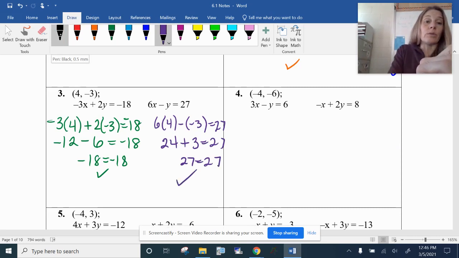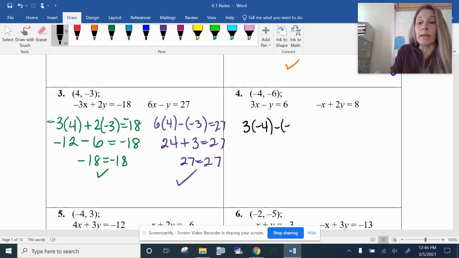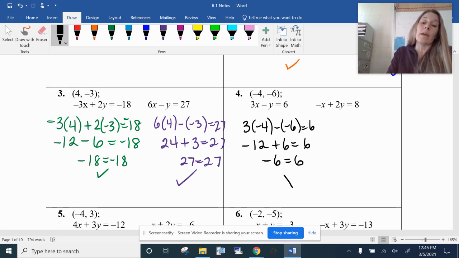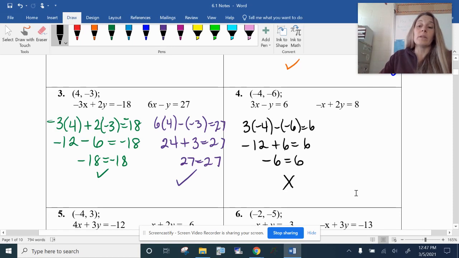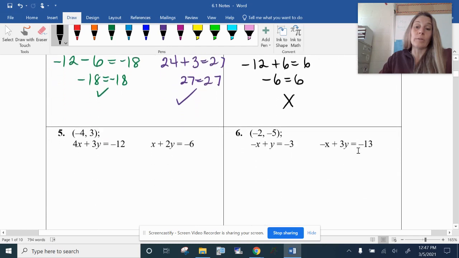Okay, going on to the next one. So this time we have 3 times negative 4 minus a negative 6. Once again, when we subtract a negative, that changes to an addition. Now this time we end up with negative 6 equals 6. That is not true. Now because we already got it to not work here, you could just stop and say, okay, I'm not going to continue with this problem at this point. Because it doesn't matter if it works for the second equation or not, it already doesn't work for the first, so you know that that's not the solution.